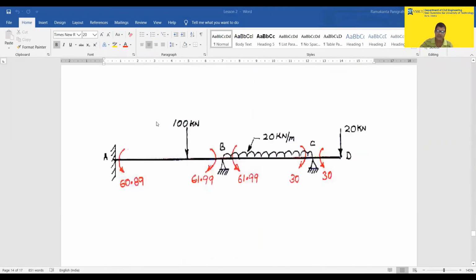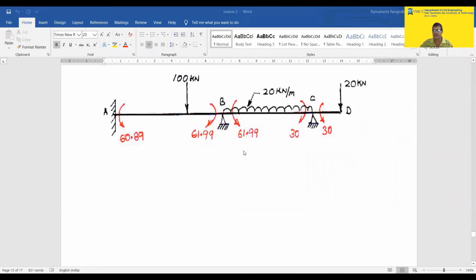Once you find the moments, the next step is drawing the diagrams. You see here we have MAB as minus, so minus means anti-clockwise, so it is showing anti-clockwise. MBA is plus, so it is clockwise. MBC is minus, so it is anti-clockwise. MCB is plus, so clockwise. MCD is minus, anti-clockwise. So again I am explaining that you should be very cautious about the positive and negative signs: clockwise is positive, anti-clockwise is negative.